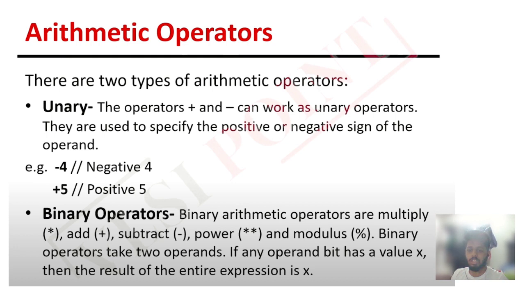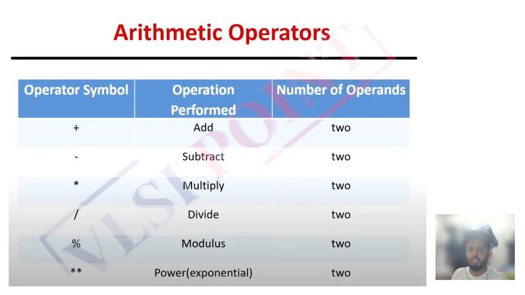Binary arithmetic operators are multiply, add, subtract, power, and modulus. Binary operators take two operands. If any operand bit has a value x, then the result of the entire expression is x. Here is a simple table of the operator symbol, operation performed, and the number of operands.